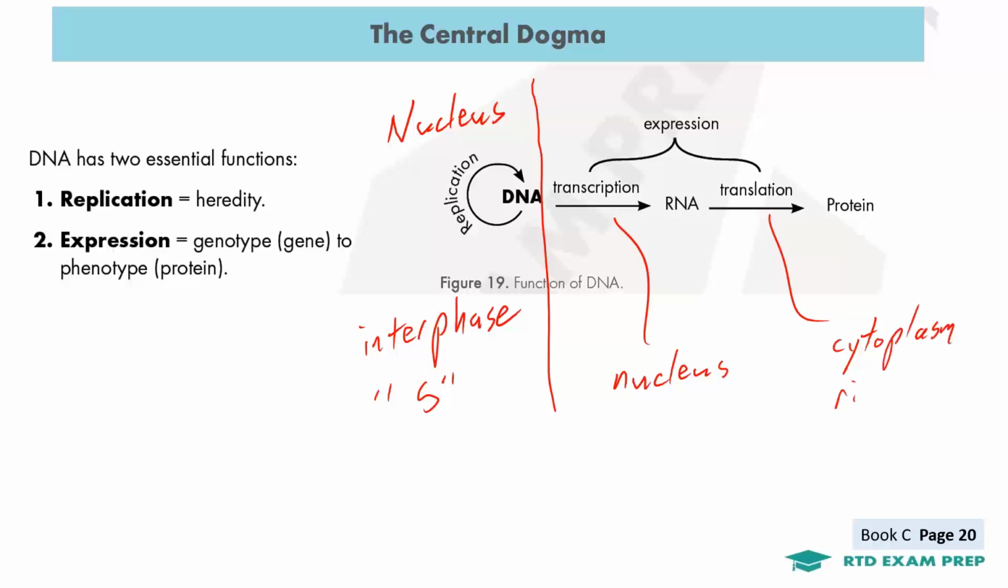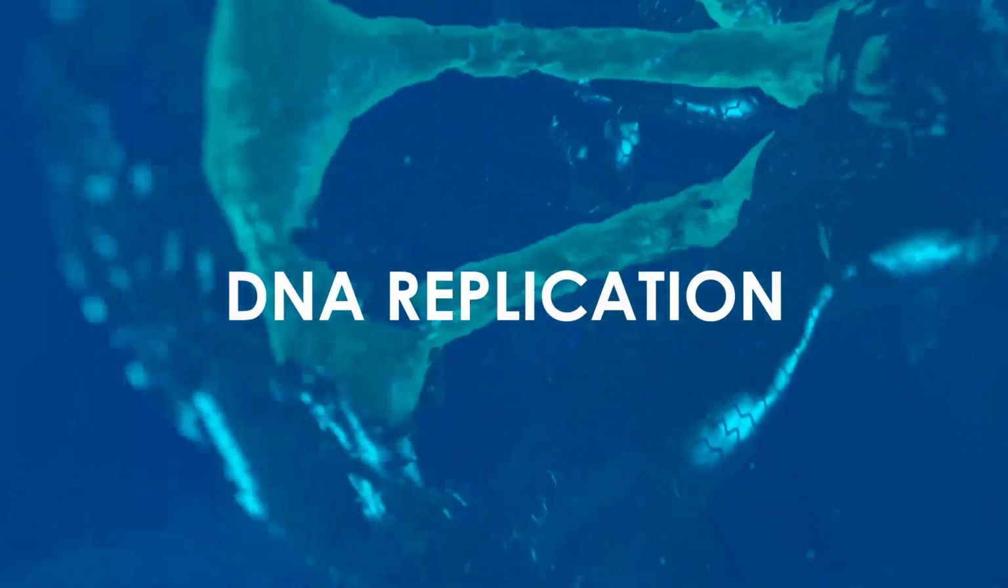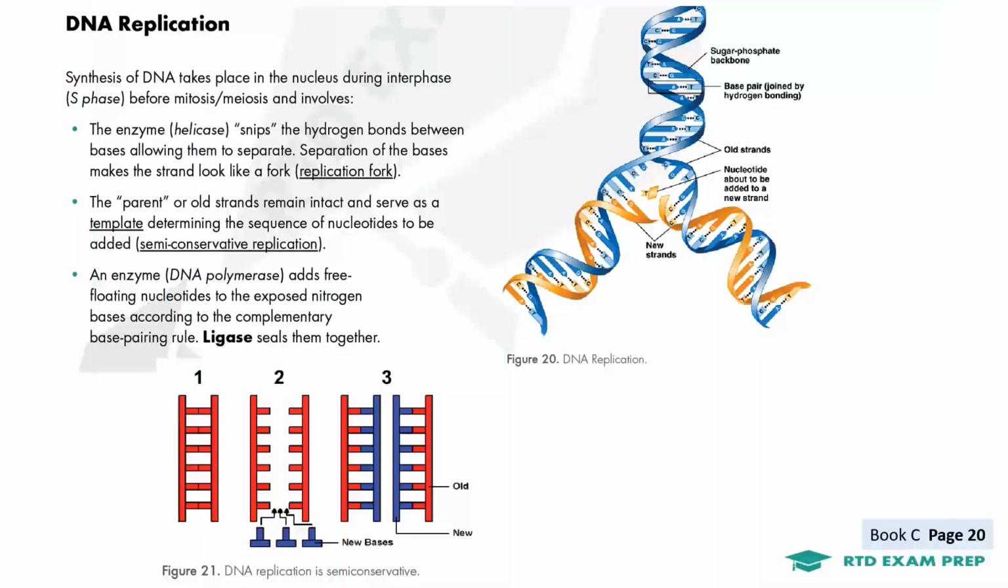and the ribosomes. So let's make sure we keep both of these separate. When we call this an expression, we are making proteins. We are expressing the gene. So replication, nothing to do with transcription and translation. When we take a look at replication, the synthesis, like we said, is happening in the S phase.